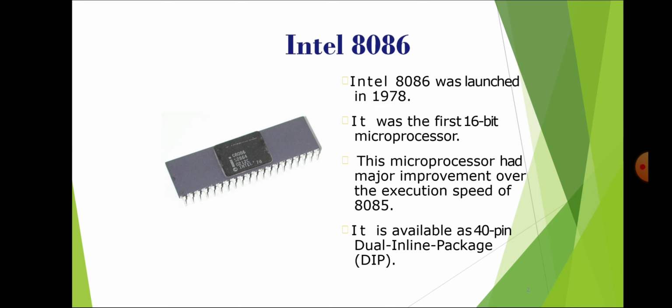This microprocessor had a major improvement in execution speed. Actually the 8085 does not have a pipelining structure, but the 8086 has a pipelining structure. That means at a time the instruction is fetched, and at the same time we are executing an instruction. So there is a time saving, we can increase the speed of execution of instructions and process things faster.